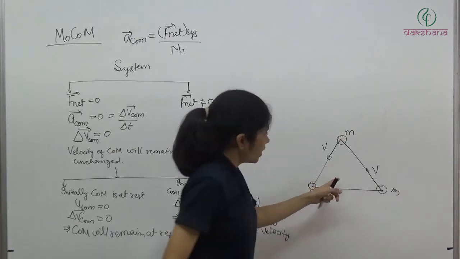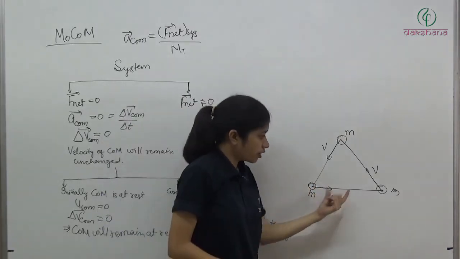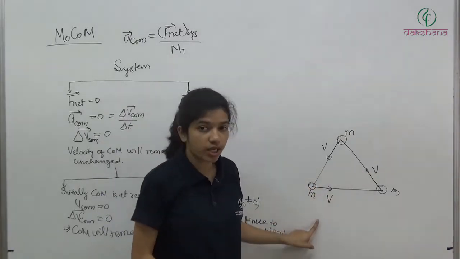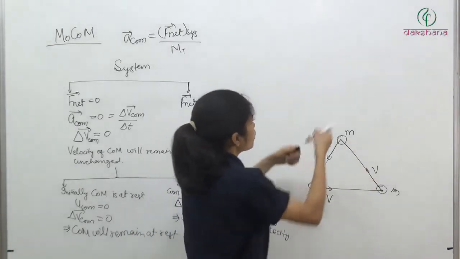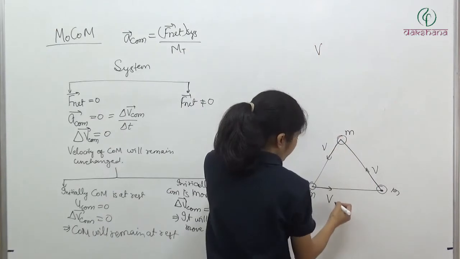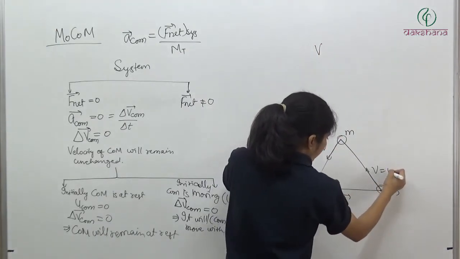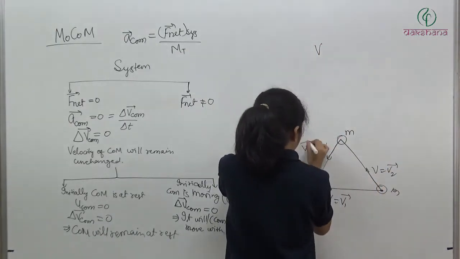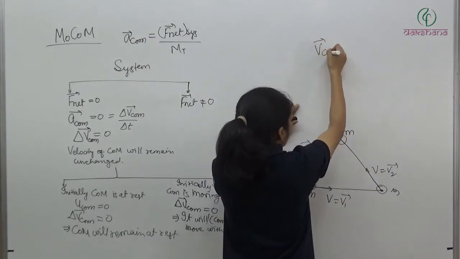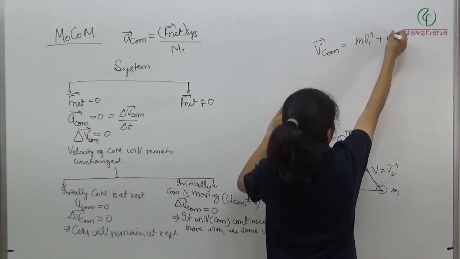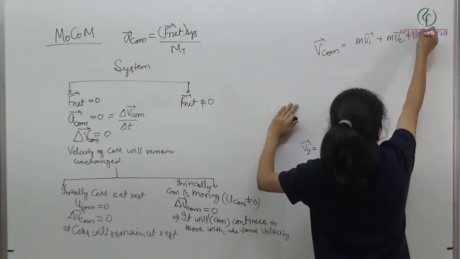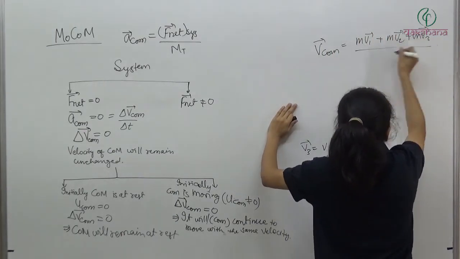So now these three particles have the same speed, but their velocities are different because each is a different vector. Let's say this is v1 vector, this is v2 vector, and this is v3 vector. So now we have v of center of mass equal to m1 v1, which is m v1, plus m v2 plus m v3, divided by 3m.